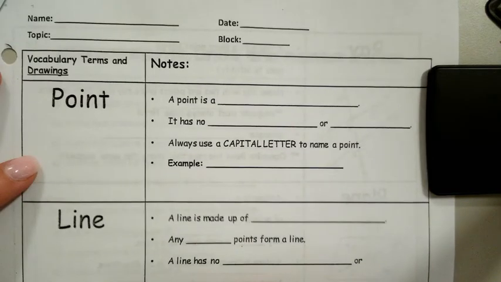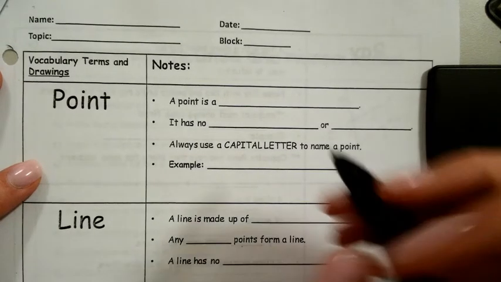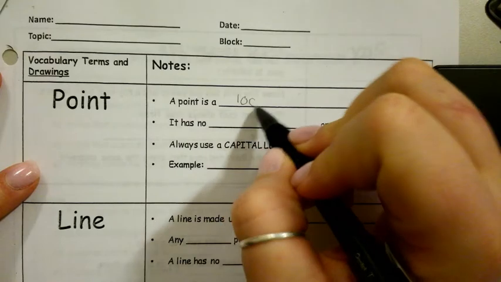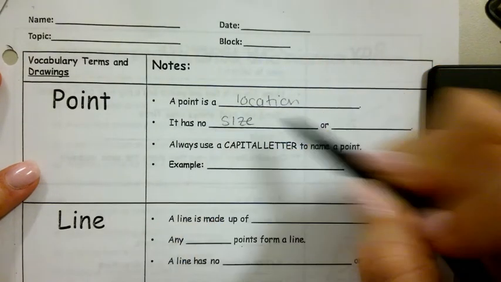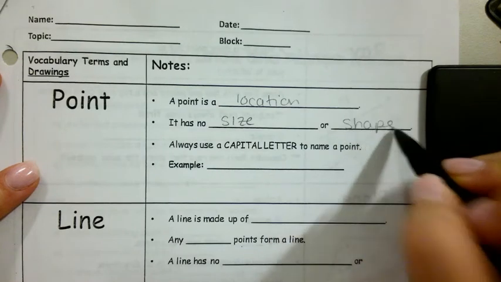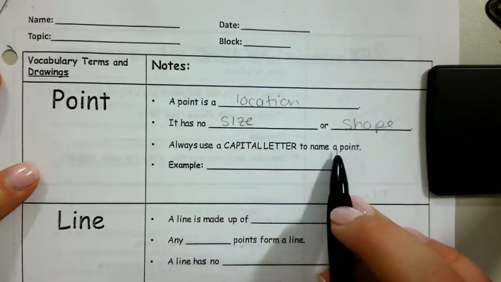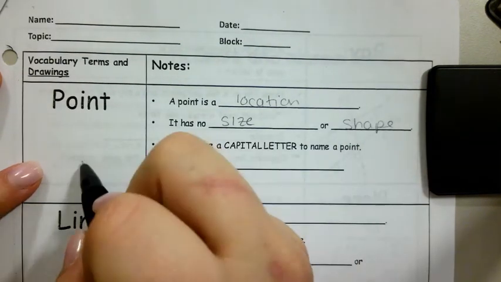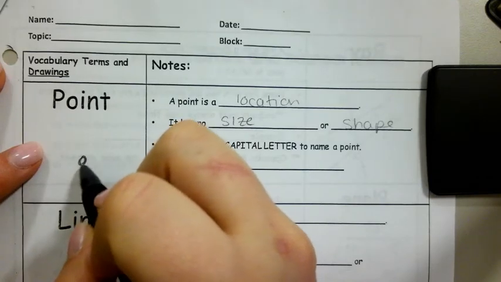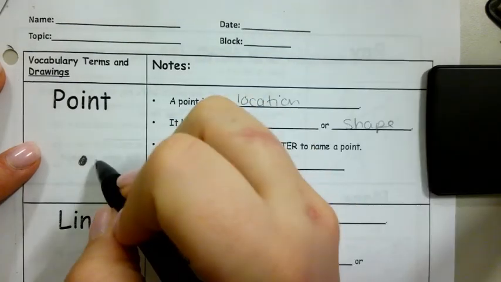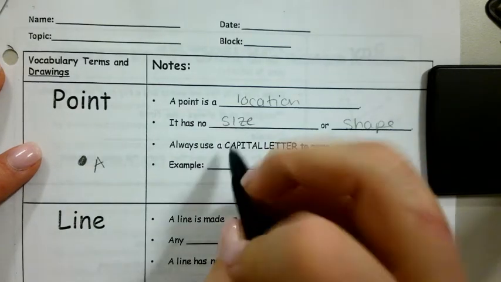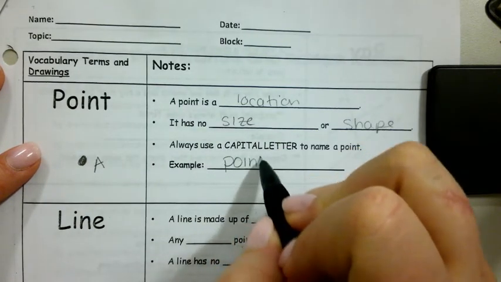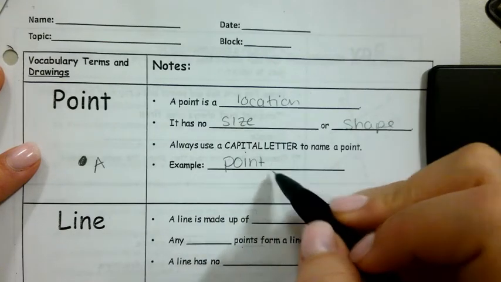The first basic geometry term is a point. A point is a location. It has no size or shape. We use a capital letter to name a point. So we're going to draw a point here. And let's just name it point A. So we have to name it with a capital letter. And just to name a point, we just say point A.